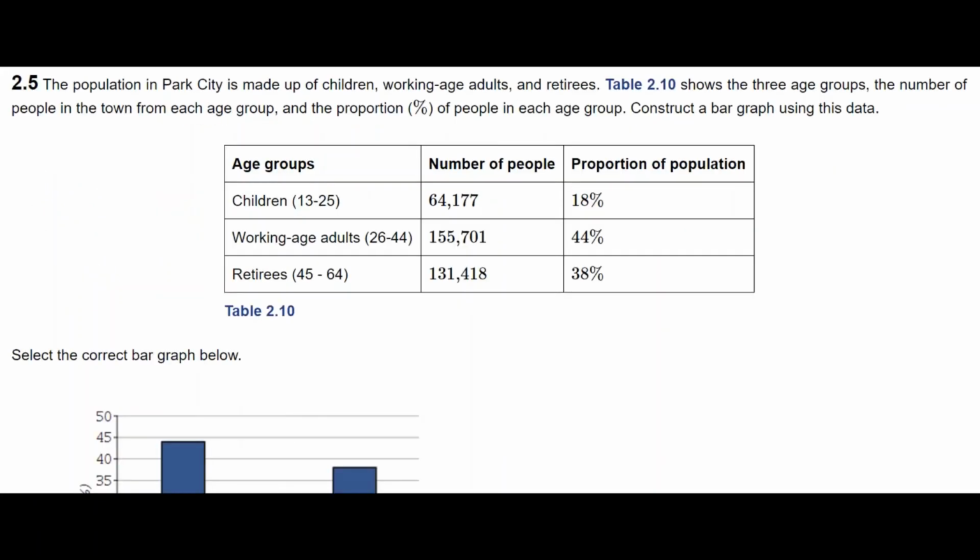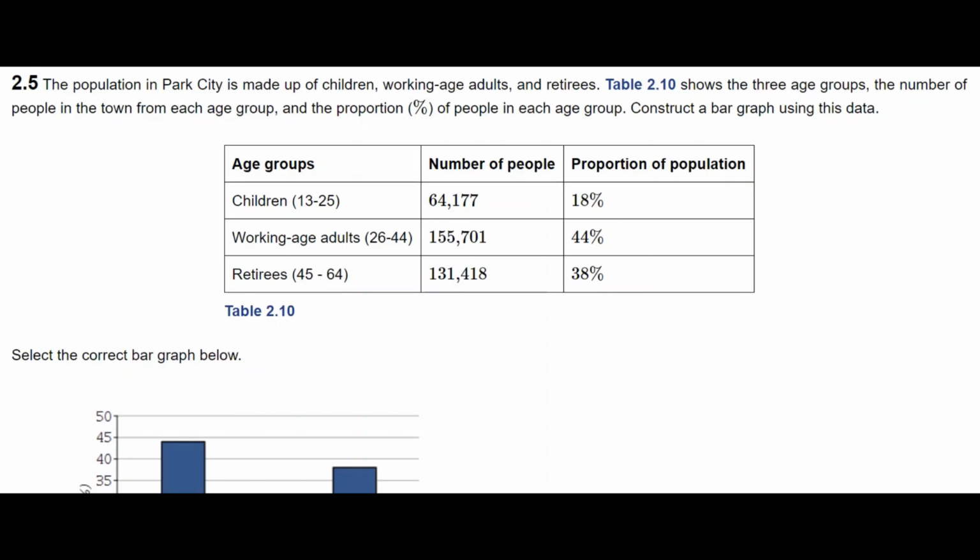You're given a table about the population of a city that is made up of children, working age adults, and retirees. This is table 2.10, and it shows the 3 age groups which are divided into ages as children with 13 to 25 years of age, working age adults with 26 to 44 years of age, and retirees as 45 to 64 years of age.